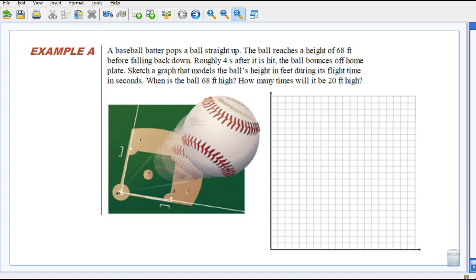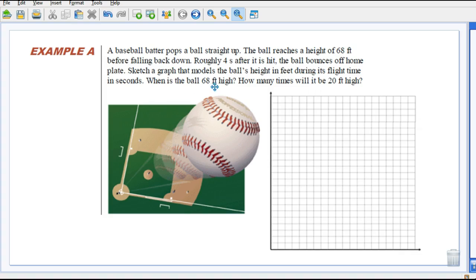And welcome to 9.1. We're dealing with quadratic functions and projectile motion. So let's look at this first example. A baseball batter pops a ball straight up. The ball reaches a height of 68 feet before falling back down. Roughly 4 seconds after it is hit, the ball bounces off home plate. Sketch a graph that models the ball's height in feet during its flight time in seconds.